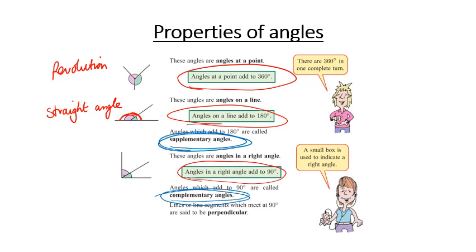And another thing too, just to keep in mind, is that when lines or line segments meet at 90 degrees, they are considered to be perpendicular to each other. That means meeting at 90 degrees.